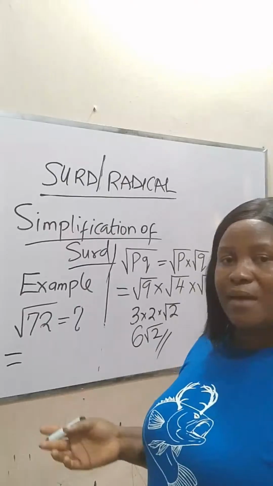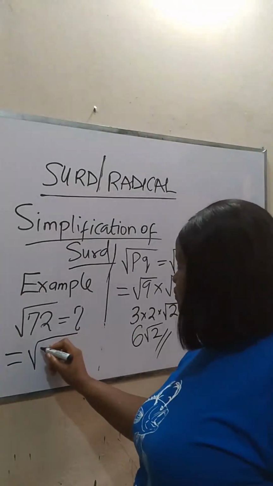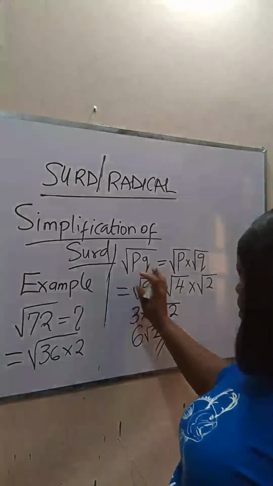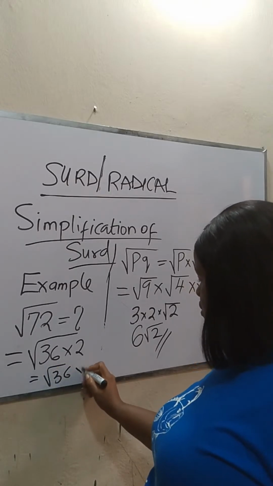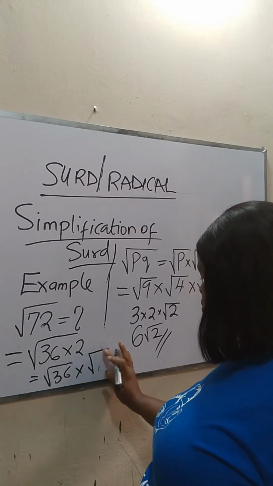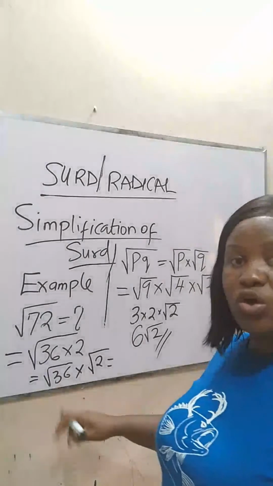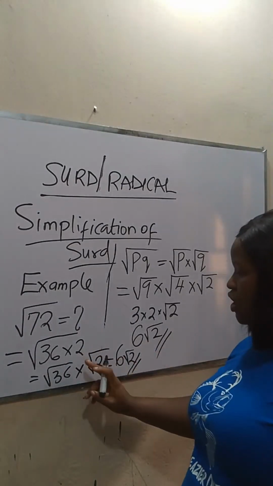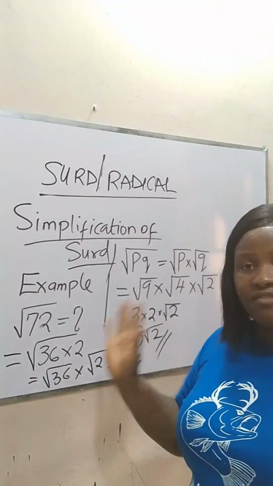72 divided by 2. 72 divided by 2 is 36. So we now have root of 36 times 2. Separating using this law, this is root 36 times root 2. And root 36, we know is 6 already. So that is 6 root 2. If you know this, you solve this. If you know this way, you solve this way. Any way you choose to solve, they are very correct.